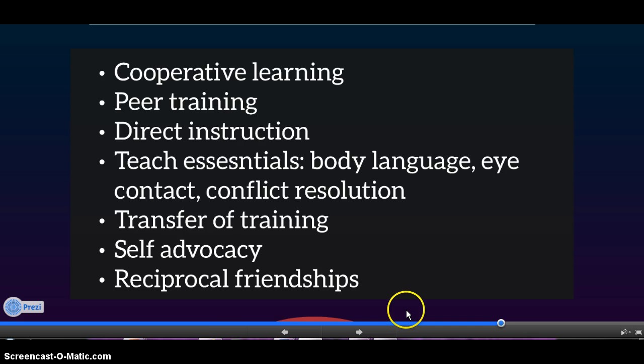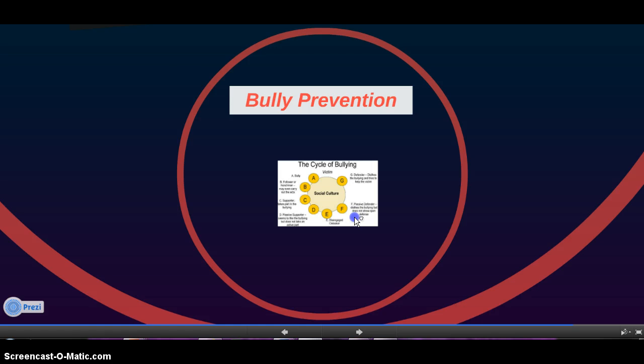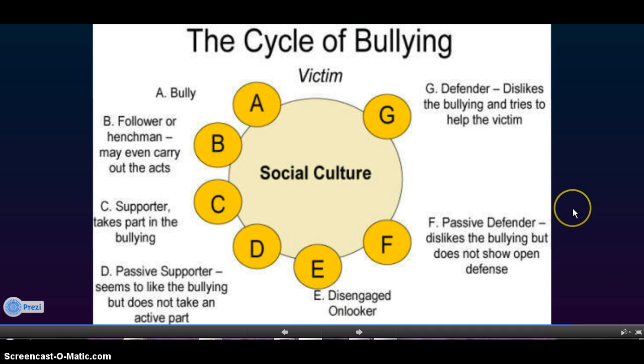They're very lonely children. And then last, I just want to show you one little thing on bullying. It's not in your chapter, but I just wanted you to see it. When we see bullying, the way you're going to have to take care of it is to break the cycle. The cycle says we have a bully who has a follower, who has a supporter, who has a passive supporter. They like the bullying even though they don't take part in it. They get a big kick out of watching it. Then a disengaged onlooker, a kid who just stands and watches. A passive defender, who doesn't like the bullying, but doesn't show open defense. And then the open defender, the person who dislikes the bullying and tries to help the victim.